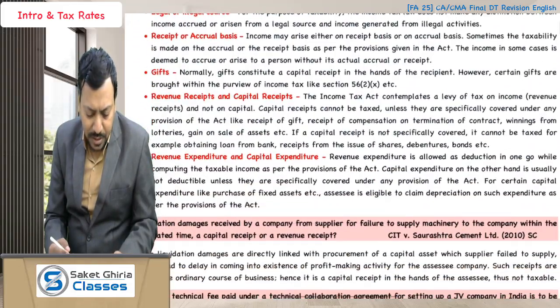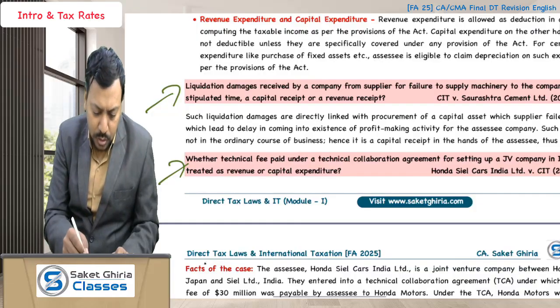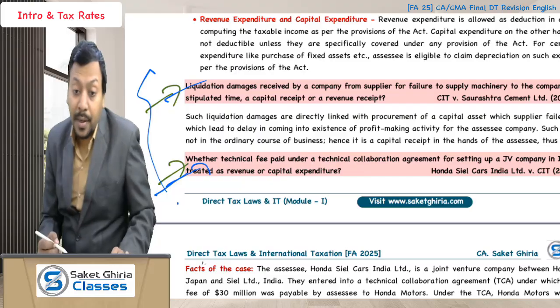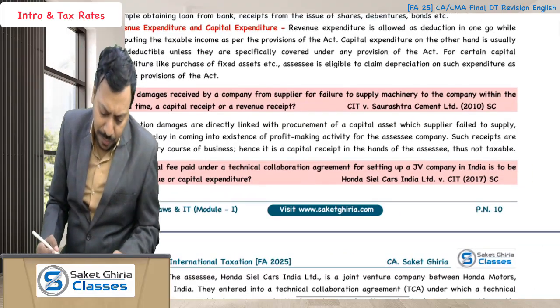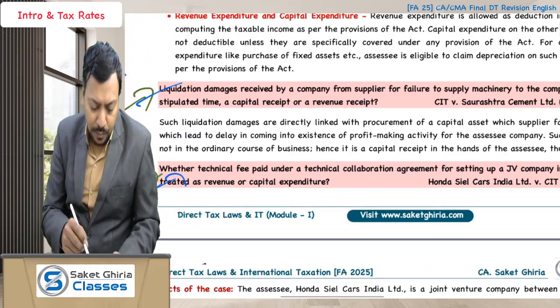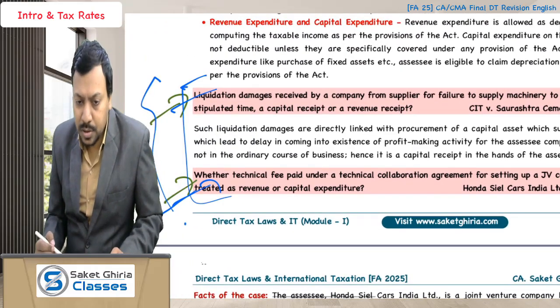Before moving to tax rates, I will revise these two case laws. These are from your study mat. These cases are covered in your study mat, so if you ever refer to your study mat, you will find these. From here we are going to start the revision.